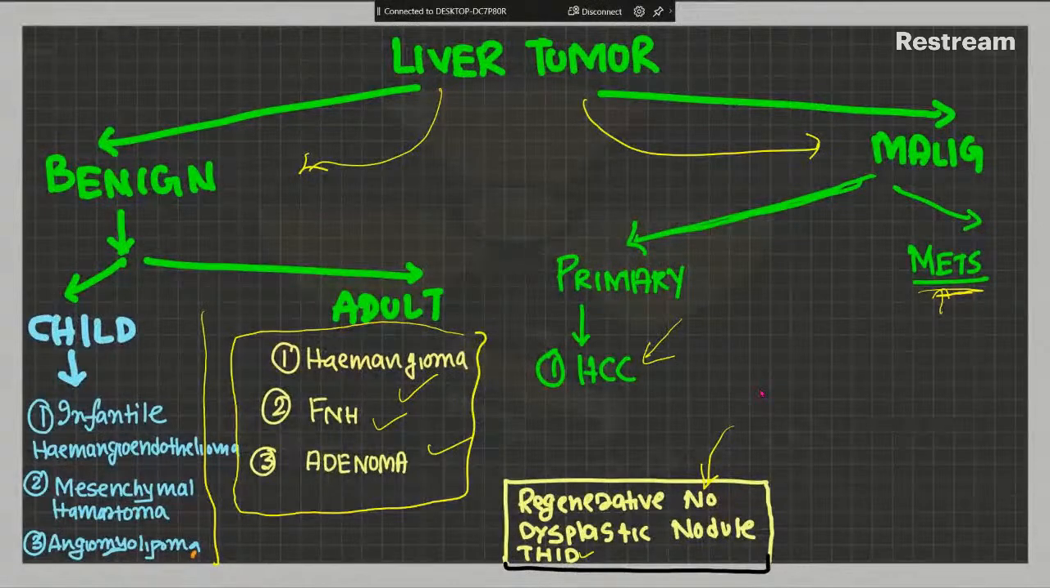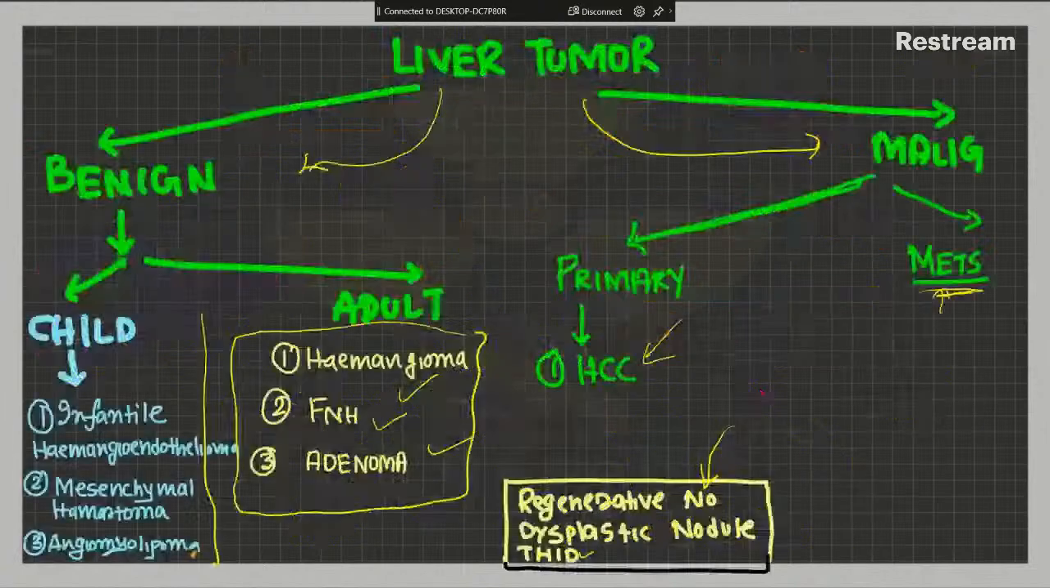As you can see, the benign ones are basically three: hemangioma, FNH, and adenoma. In general, all three are benign, and if the patient is asymptomatic, you do not need to give any treatment. I repeat, you do not need to give any treatment, no follow-up at all, only if the patient becomes symptomatic. Now the question is, what is the symptom?